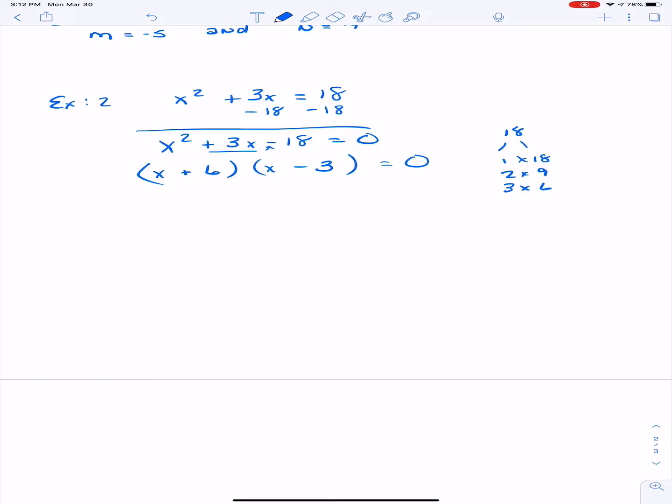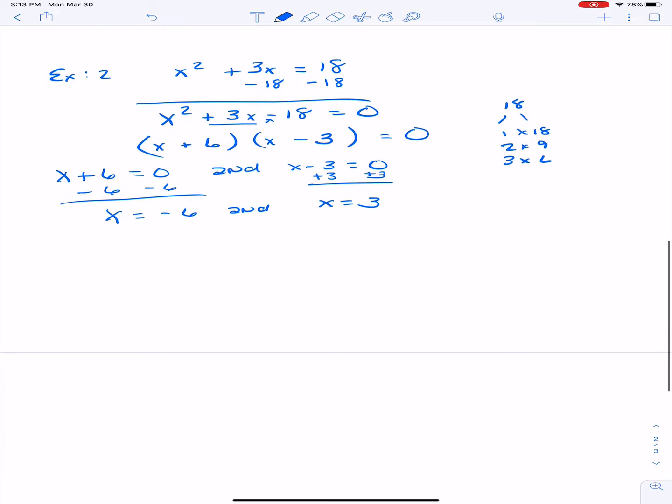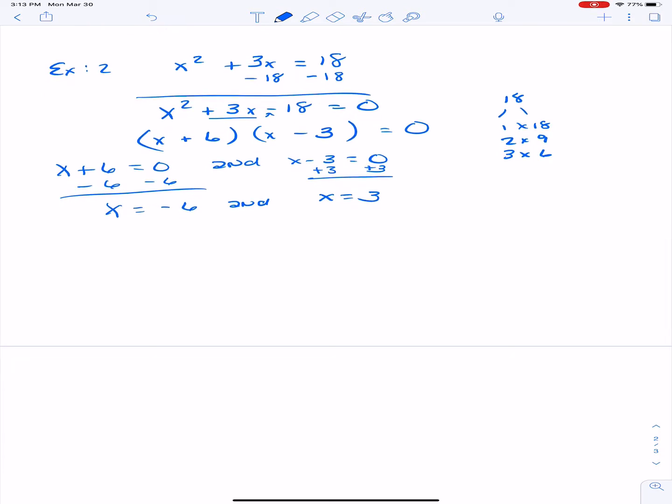Now we're ready to solve this. So we have x plus 6 equals 0 and x minus 3 equals 0. So subtract 6 from both sides. And so x is equal to a negative 6. And we add 3 to both sides. So x equals 3. So the two roots for that equation will be that. Okay? Let's look at one more problem where we have to solve. So this is going to be our example number 3.